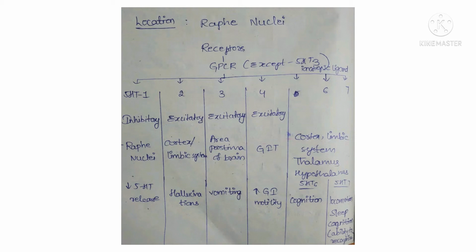So these are the final responses. If any ligand acts on 5HT1, there is a decrease in serotonin release, whereas on 5HT2 it leads to hallucinations. On 5HT3 it causes vomiting. On 5HT4 it causes an increase in gastrointestinal motility. And 5HT6 and 5HT7 are present in the cortex, limbic system, thalamus, and hypothalamus. 5HT6 is mainly responsible for cognition, whereas 5HT7 is for locomotion, sleep, etc.